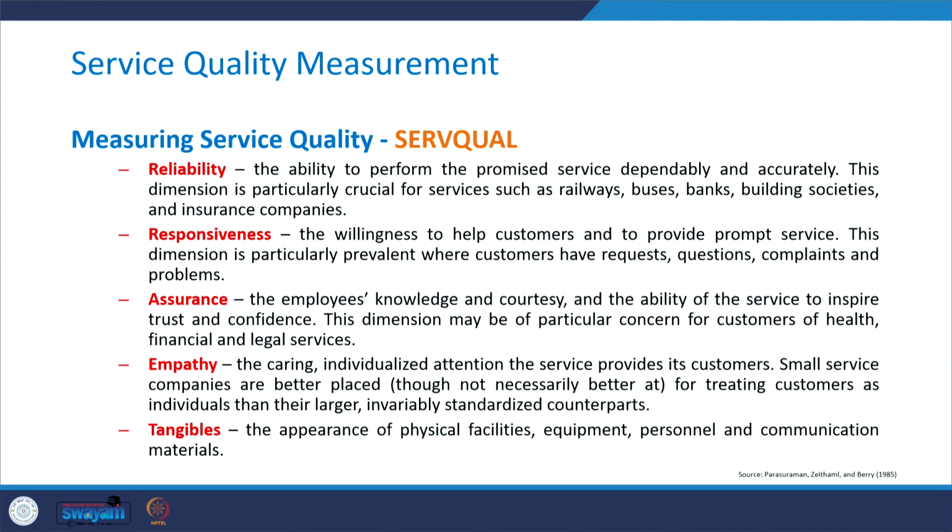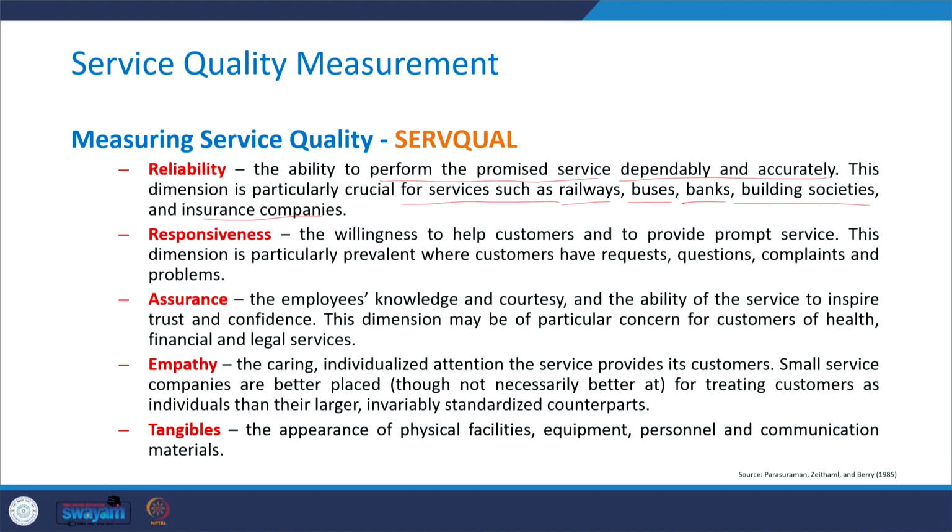So, what are these five dimensions of service quality? Let's discuss them one by one. Reliability. This is the ability to perform the promised service dependably and accurately. This dimension is particularly crucial for services such as railways, buses, banks, building societies, and even insurance companies. They have to be reliable.